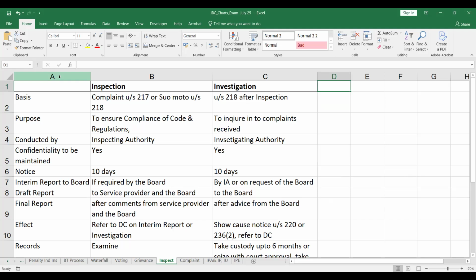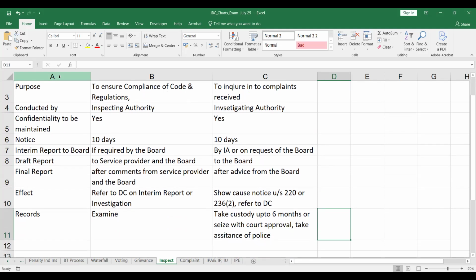Regarding the interim report, it is to be given by the investigating authority on request of the board. The draft report, in case of investigation, a copy of the draft report will not be shared with the service provider, but only with the board. In case of inspection, it is shared with both the service provider and the board. And the final report, in case of investigation, shall be issued after advice from the board. And what is the effect of investigation? Show cause notice under section 220 or 236(2); the matter may be referred to the disciplinary committee.